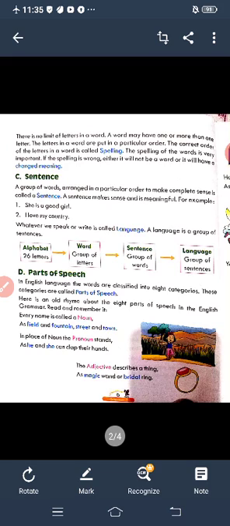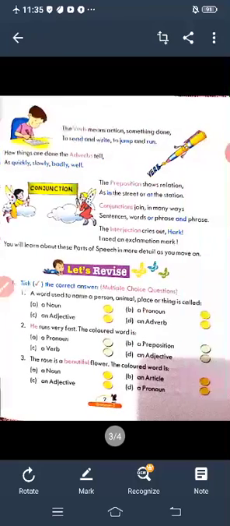So, dear students, you must be wondering what this poem is about. Okay, so let me explain in short what these are. If we discuss parts of speech, dear students, there are 8 parts of speech. First, noun. Second, pronoun. Third, adjective. Fourth, verb. Fifth, adverb. Sixth, preposition. Seventh, conjunction. And the eighth one is interjection.